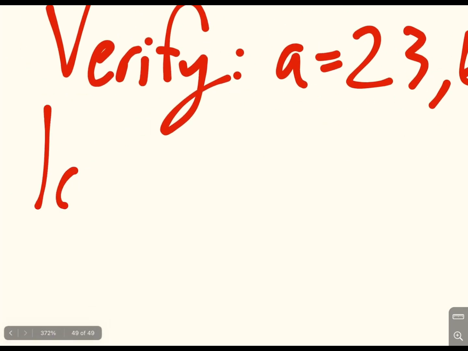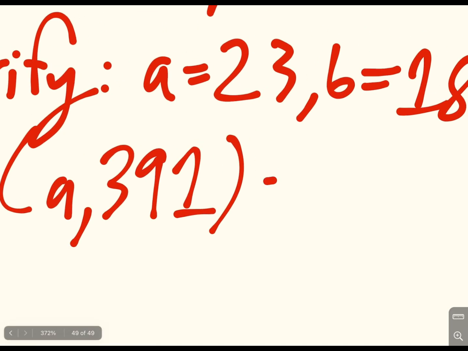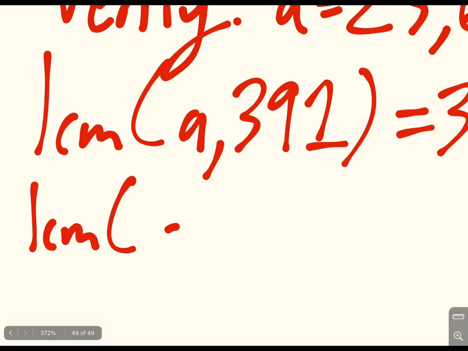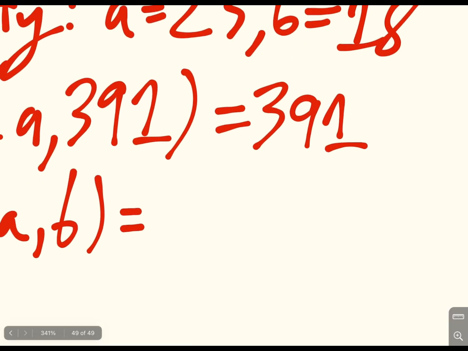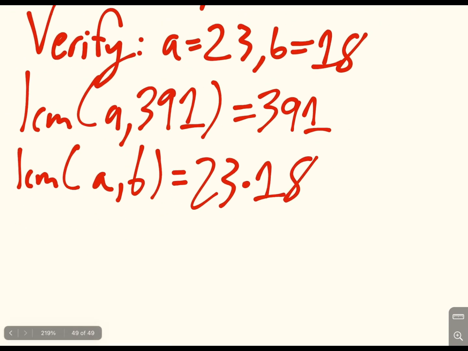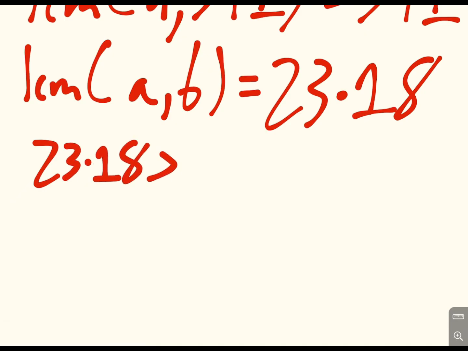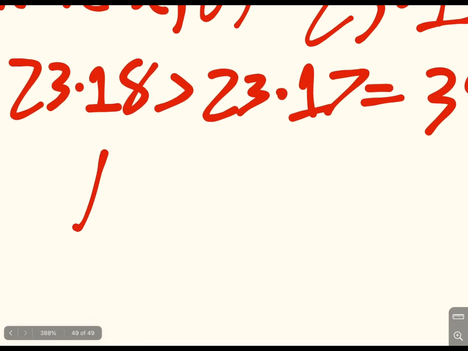And then the least common multiple of a and 391 is just 391, and the least common multiple between a and b is just 23 times 18, since these are relatively prime. 23 times 18, we don't really need to calculate that, because this is greater than 23 times 17, which is conveniently equal to 391. So this works.